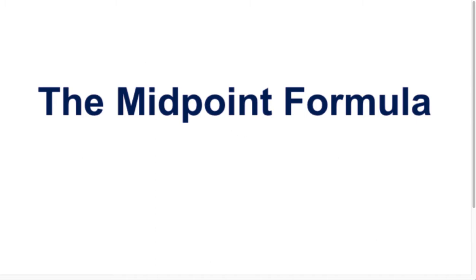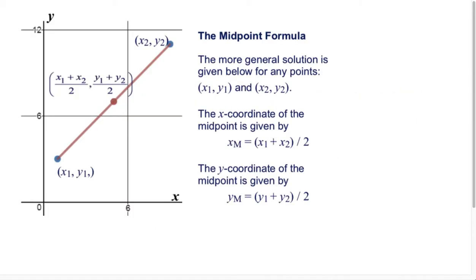Okay, let's begin. The midpoint formula is given as x sub 1 plus x sub 2 over 2, comma, y sub 1 plus y sub 2 over 2. The point of this formula is to be able to find the middle of the line connecting point A to point B. Midpoint, if you remember, means the middle of a line segment.